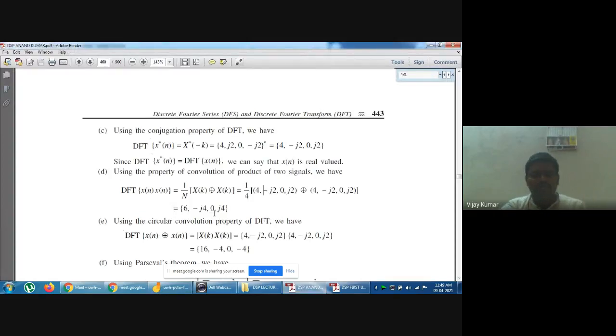Similarly, do the multiplication, you will get 6, minus 4j, 0, 4j. So this you compute. This is how you compute the DFT of the multiplication of two sequences.